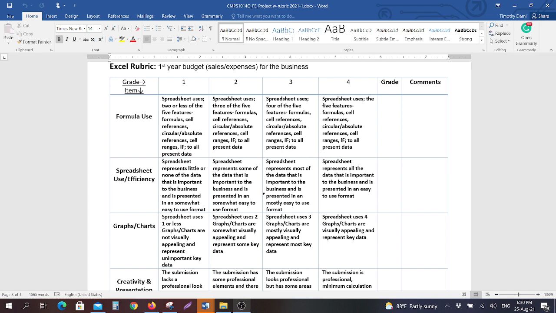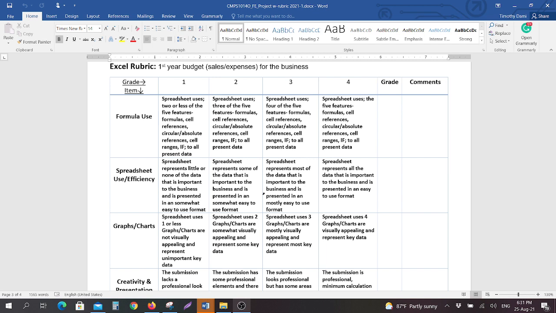The formulas that you're required to use to get the full points would be that you're going to be using cell references, circular absolute references, cell ranges, and if formulas to represent all the data. Okay, so everything that is a calculation should not be done using a calculator manually. It should be shown by some sort of formula, and everything that's there should be incorporated into your file, your Excel spreadsheet.